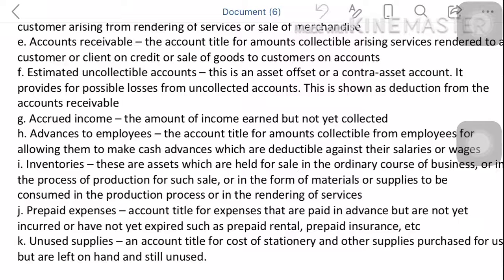Letter I is the inventories. These are assets which are held for sale in the ordinary course of business, or in the process of production for such sale, or in the form of materials or supplies to be consumed in the production processes or in the rendering of services.